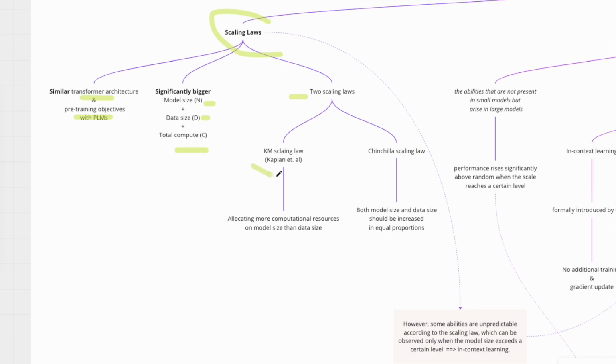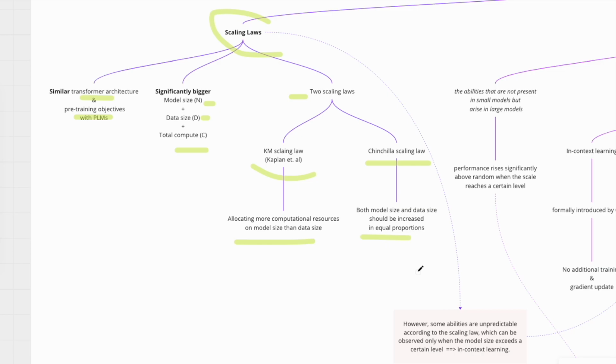The first one is called the Kaplan scaling law by the authors of this survey paper, and it suggests allocating more computational resources to model size than data size. Another approach is very popular today, the Chinchilla scaling law, and it suggests that both model size and data size should be increased in equal proportions. Of course, model size and data size are not the only parameters. Training data size, domain, the quality of the data, the architecture, and the advanced techniques are other parameters. They are also important and they affect the performance.